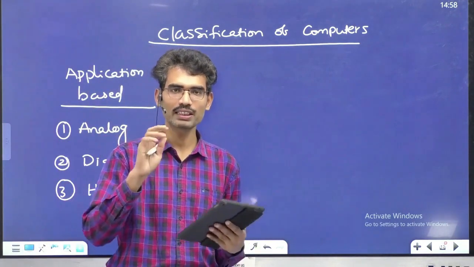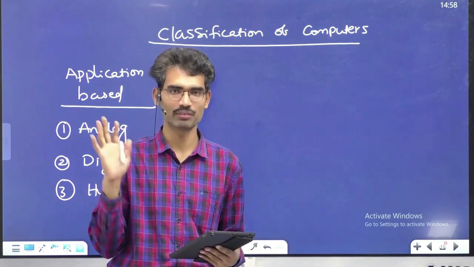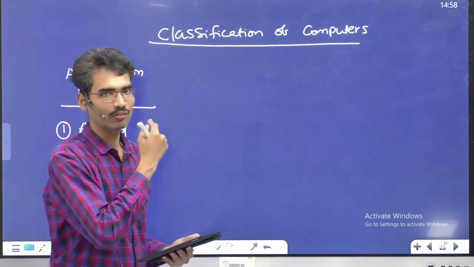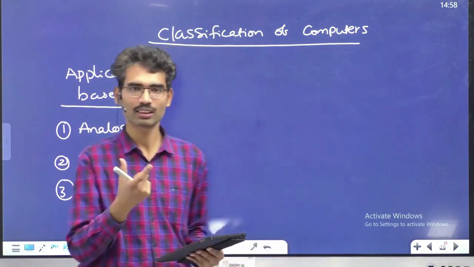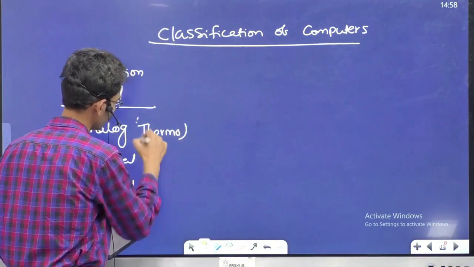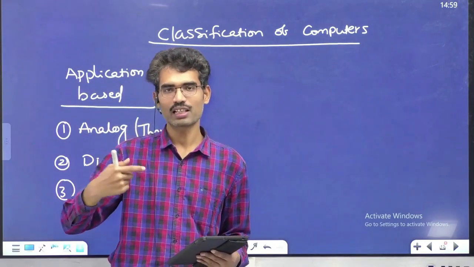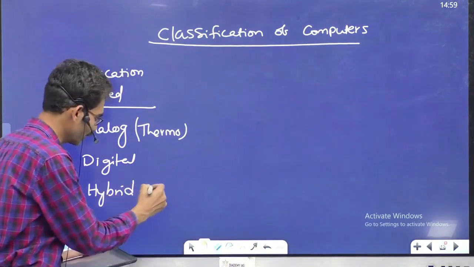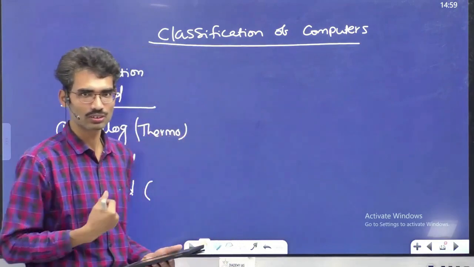Now you know the definition of a computer: any device which computes plus, minus, multiplication, division, and logical operations. For example, temperature: the machine which measures temperature, you can take a thermometer. It continuously measures temperature increase and decrease; that is analog. Digital computers use ones and zeros.